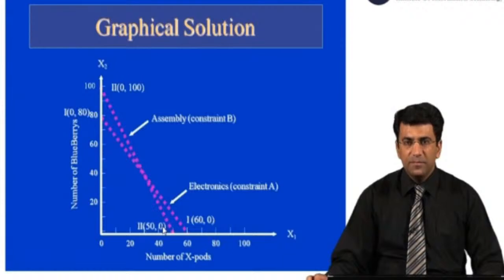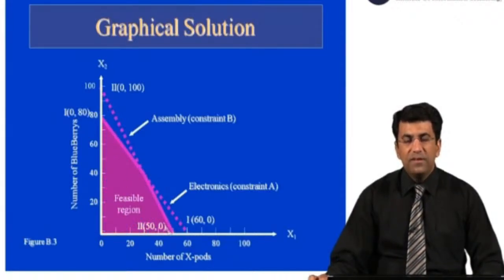Now again class, let me repeat it. These are the 2 lines for the 2 different equations. Now we'll have to find out the region which is less than both of these 2 lines. Now this is that region which is less than for the equation for the line number 1 as well as less than for the line number 2. So this is our feasible region.